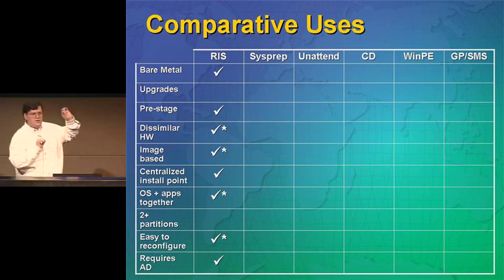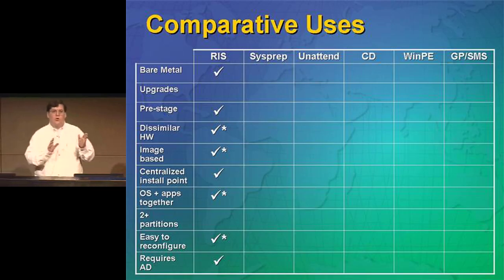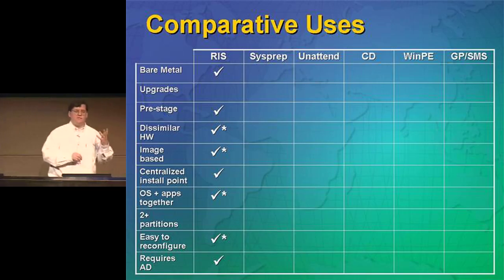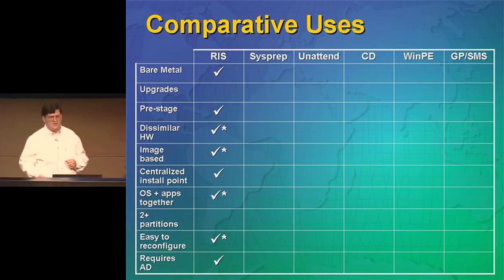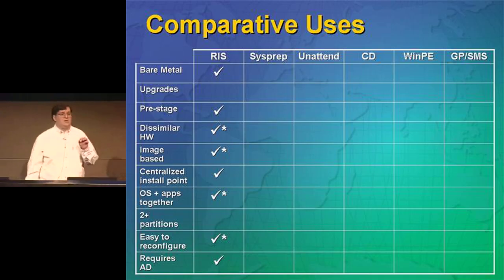So RIS, you can see the uses that we see for it, and it's important. The check with an asterisk means it works kind of, or moreover in the case of RIS or SysPrep, it works when you use it one way. So I'll walk through this. So you can see bare metal. That's just what RIS does well. We don't do upgrades. We do bare metal installs, so you can do pre-staging, things like that. Hence, upgrades isn't checked. Do pre-staging, as I showed you in Active Directory. Do dissimilar hardware. Again, that's one of the differences.